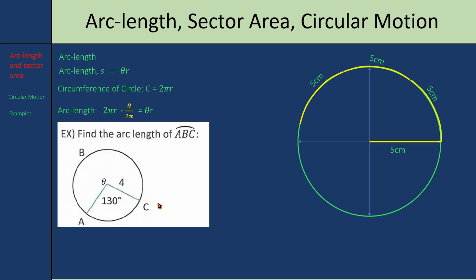So we're talking about theta. We have to figure out what theta is first, because arc length requires you to know what theta is. So theta is 360 minus 130, which gives you 230. And I'm going to convert that into radians because the formula uses radians. Converting to radians, I multiply by pi over 180, and I have 23 pi over 18. Then I can plug that into the formula. Arc length is S equals theta R. And theta is 23 pi over 18, and the radius is 4. So I put that into the calculator, I get 16.06.